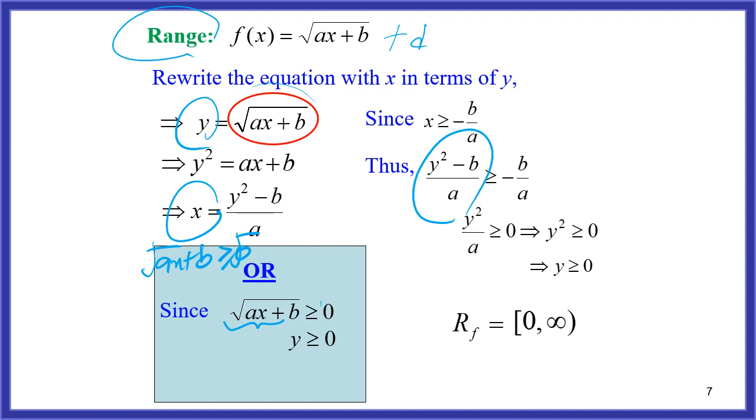So we can say that the range here is always more than or equal to 0, which means it starts from 0 up to infinity. So this is the shortcut to solve for the range. It will be easier. So let's see some examples.